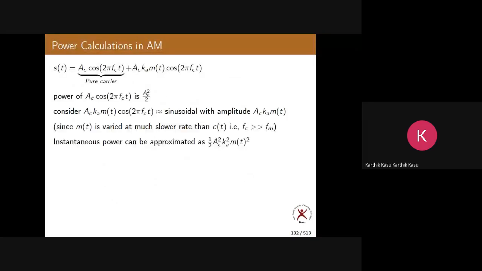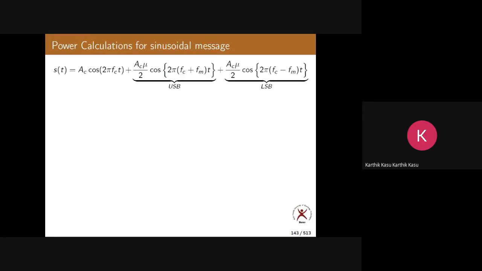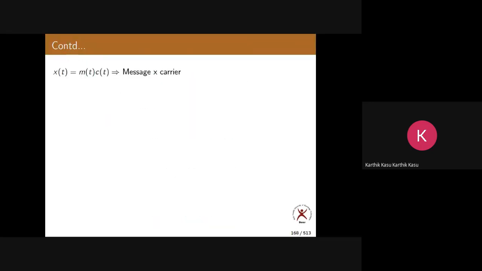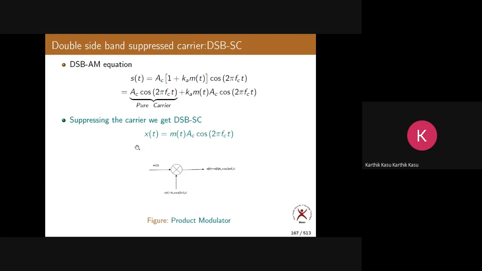So now this is about the power efficiency of AM. Now DSBSC, let us go to DSBSC. So we are removing the carrier. Now this is what DSBSC means. This is the equation of DSBSC: you are multiplying m(t) with c(t). That's it.